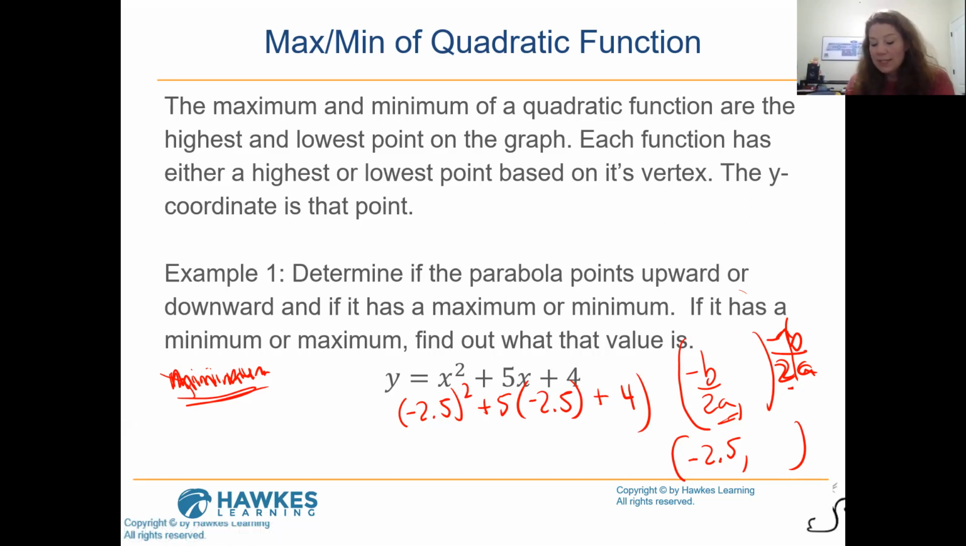I'm going to do parentheses, negative 2.5, parentheses squared, plus 5 times negative 2.5, and then plus 4, and I get negative 2.25. So we know there's a minimum, and that minimum is this coordinate right there. Okay, that is our value. You use negative b over 2a, then whatever you get, you plug in that value to figure out the y value.